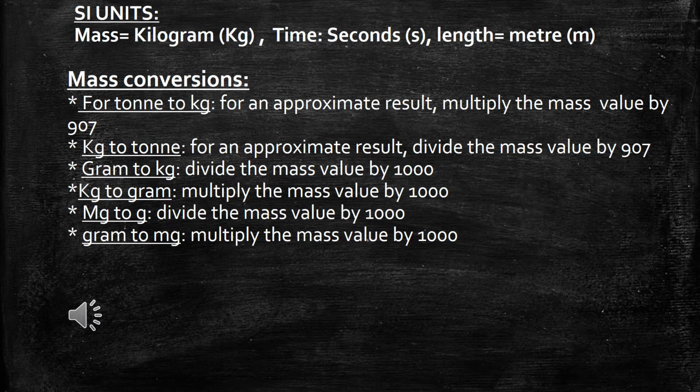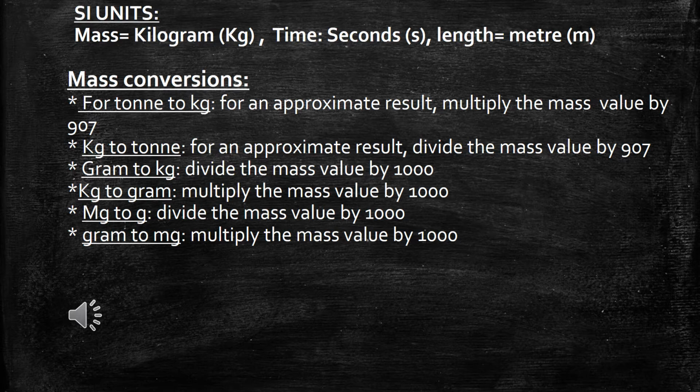Okay, so now we are going to start the mass conversions, that is, how to convert mass. For example, if some mass is given to you in tons and you have to convert it into kilograms, what are you going to do for that purpose? For an approximate result, you will multiply the mass value given by the examiner by 907.